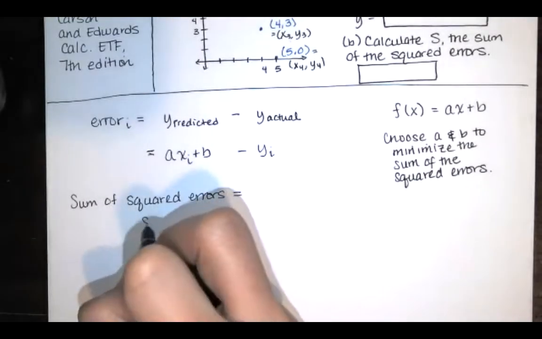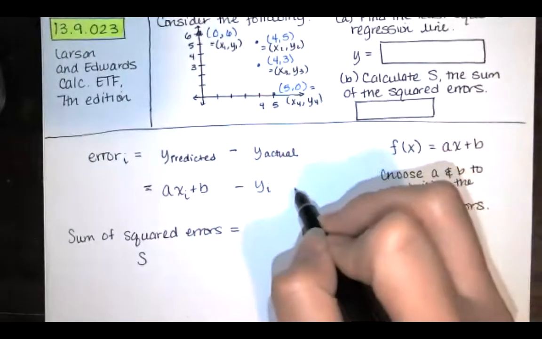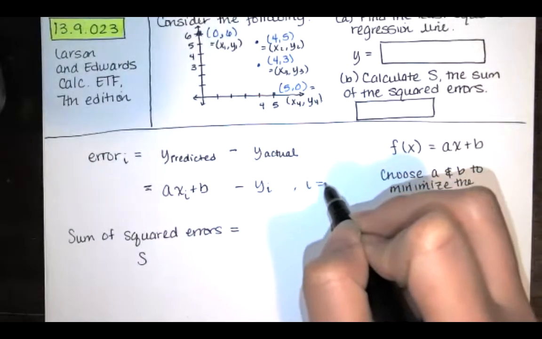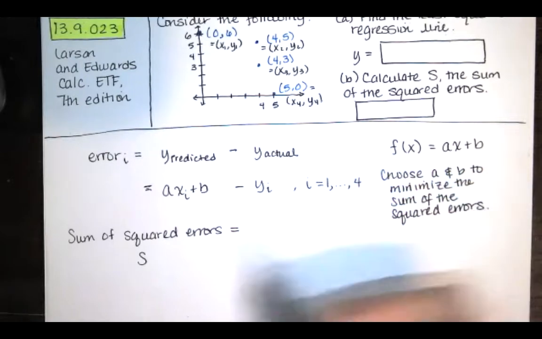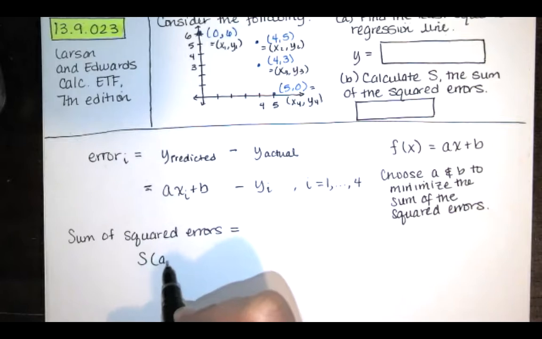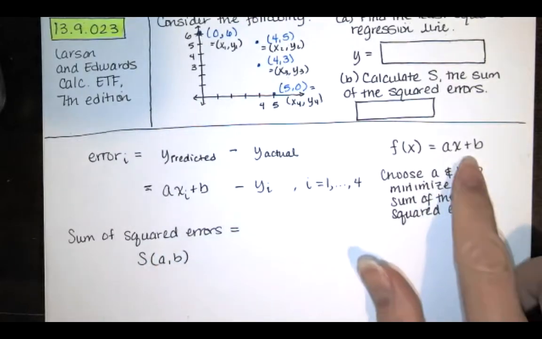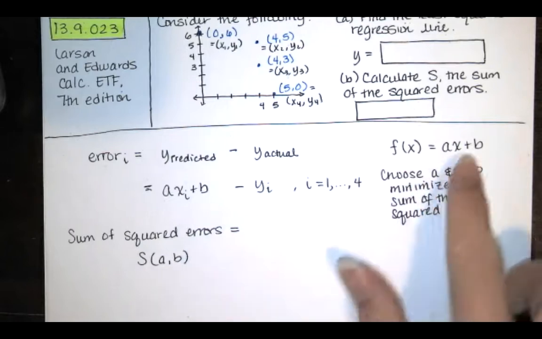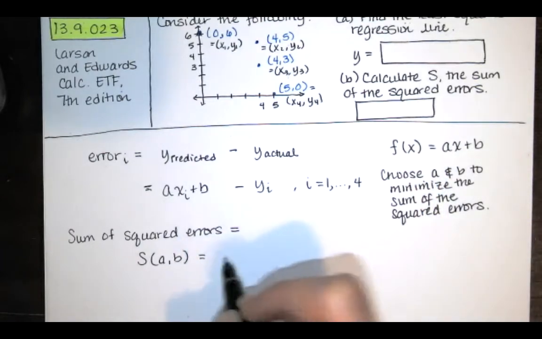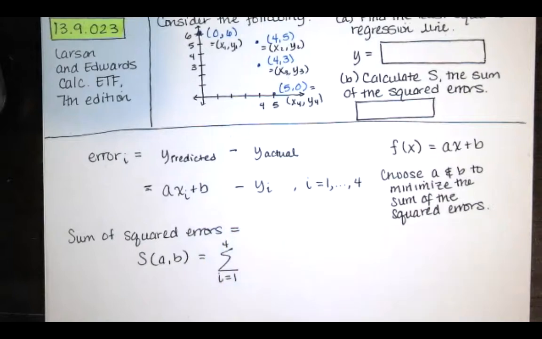We can think of that like this. Now, x sub i and y sub i are known because we actually have values for x sub i and y sub i for i equals 1 through 4. So this sum of the squared errors is going to be a function of two variables, a and b. a is the slope of our regression line. b is the y-intercept of the regression line. And in our case, we've got 4 error terms because we've got 4 different points.